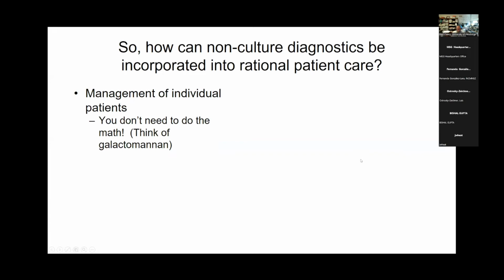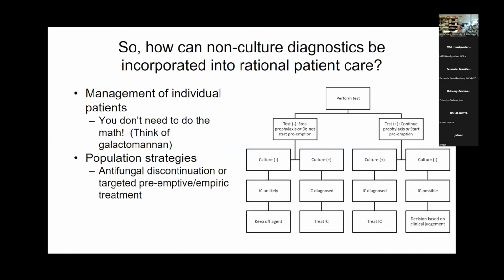So then how can we use these tests in patient care? In individual patients, it's important to realize you don't need to do all this math. You can do it more impressionistically. This is how we use the galactomannan for aspergillosis. If you're putting the test to play in the appropriate populations, the math works out and you don't need to do the calculations. The other way we can use it is in population strategy.